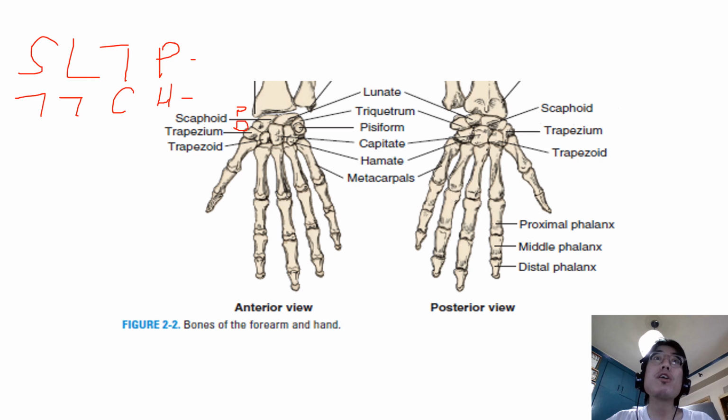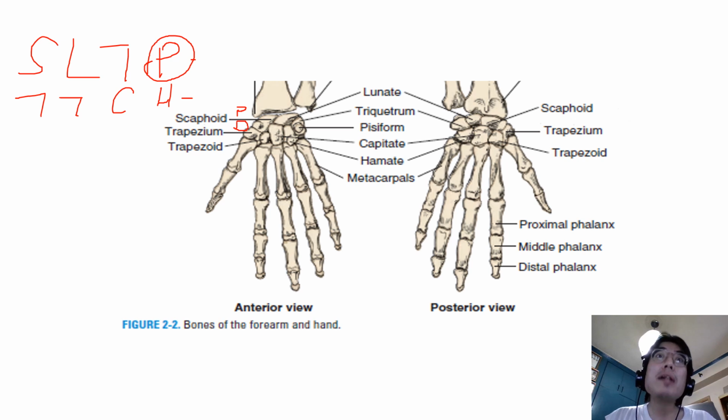Except for the pisiform here, all of the proximal row carpal bones articulate with the radius and the articular disc. The pisiform is also special because it is said to be a sesamoid bone contained in the flexor carpi ulnaris tendon. And the distal row over here, from lateral to medial, we have the trapezium, the trapezoid, the capitate, and the hamate.